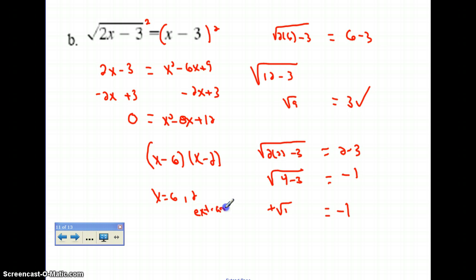Remember, we do plus or minus when we are square rooting both sides by some sort of value. Here, I'm only taking the square root of one side. So 2 is considered to be extraneous. 6 would be my solution.